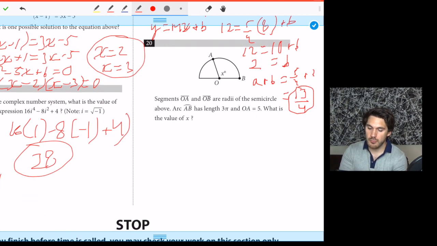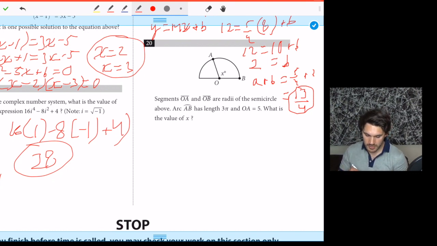And last question, number 20. Segments OA and OB are radii of the semicircle above. Arc AB has a length of 3 pi and OA equals 5. What is the value of x? Okay. So x here is in degrees. AB is length 3 pi. OA is 5. Well, so we need to know the formula for arc length.